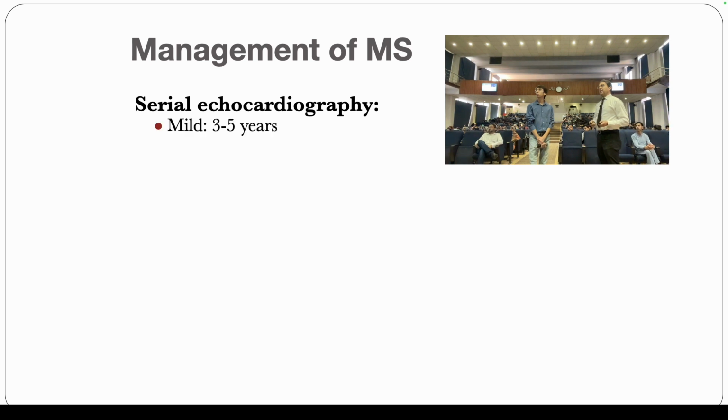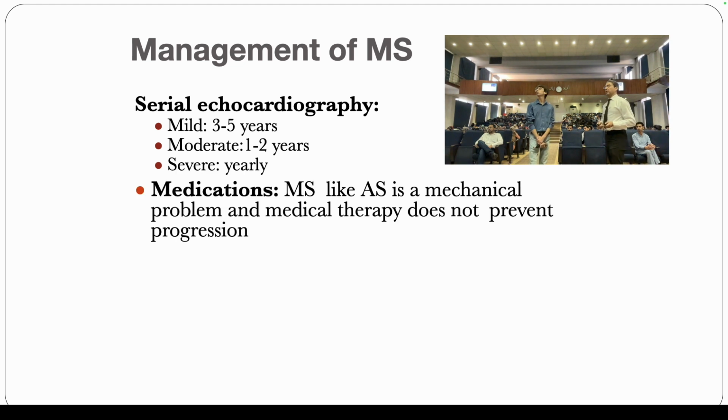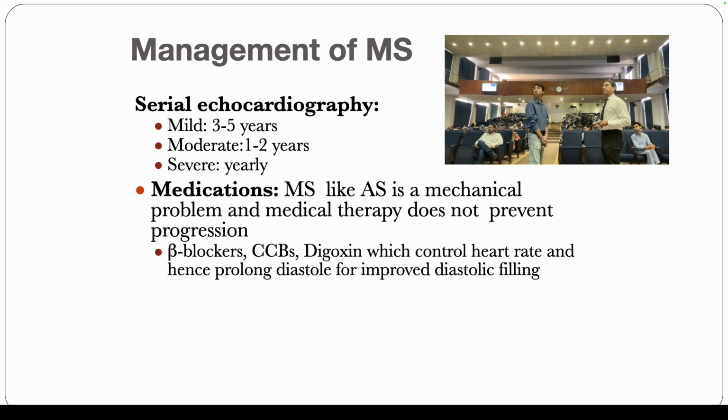Management: serial echocardiography, mild MS every 3 to 5 years, moderate every 1 to 2 years, severe MS yearly. Medication: MS, like AS, is a mechanical problem, and medical therapy is not useful. You need surgical therapy for correcting MS. Beta blocker, calcium channel blocker, and digoxin can be used to control the heart rate. So you avoid tachycardia, because tachycardia worsens the symptoms of MS. Anything which can reduce tachycardia is going to help control the symptoms.